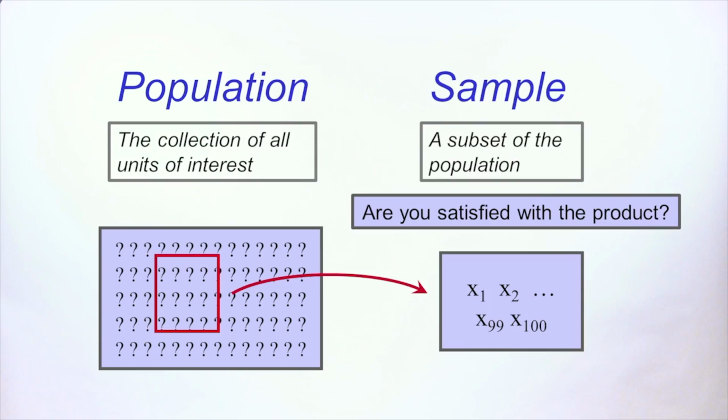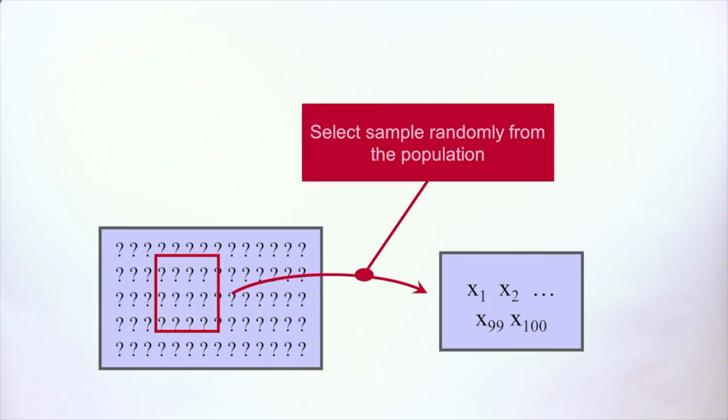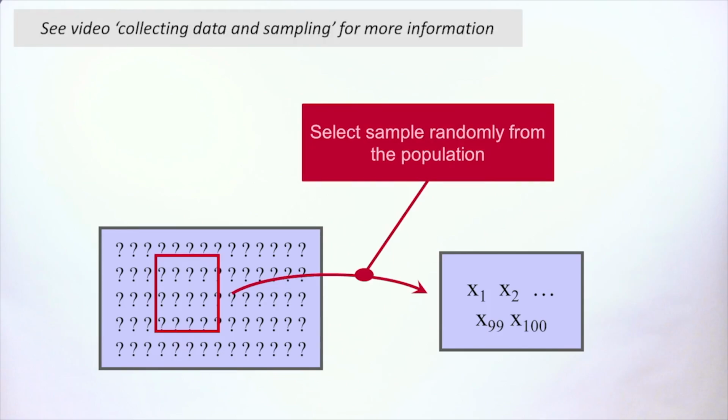You, as a researcher, will have to select which units or customers you want to have in your sample. And this should be done randomly to get a representative sample. How to select representative samples is the topic of this video.